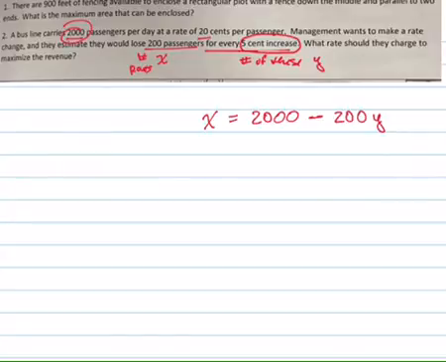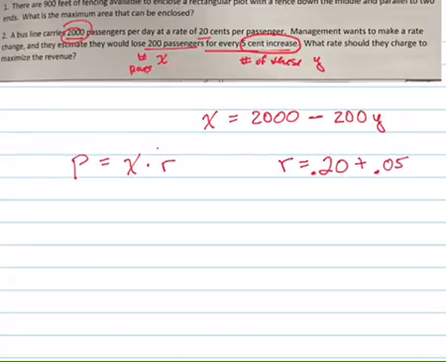Now I need to find another equation, and that other equation is going to be my profit. My profit is going to be the number of passengers I have times the rate per passenger. And what is the rate going to be equal to? So I'm going to make another equation. The rate's going to be equal to 20 cents, because that's my starting rate, plus 5 cents for every Y. That's what my rate is equal to.